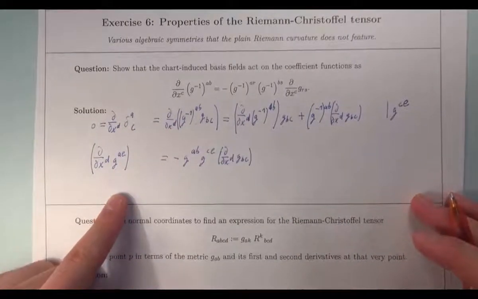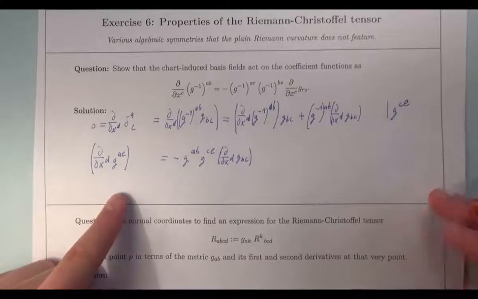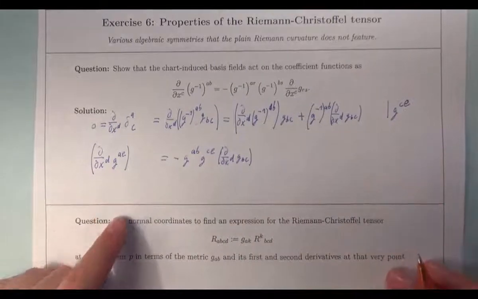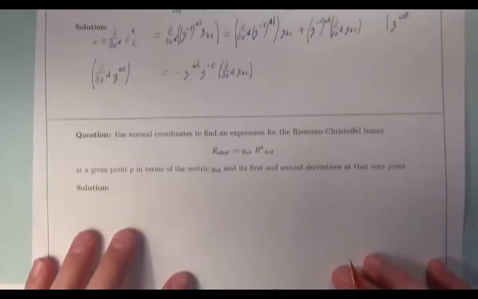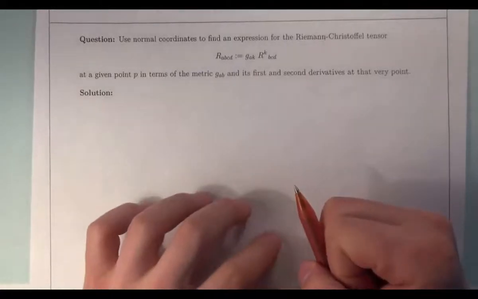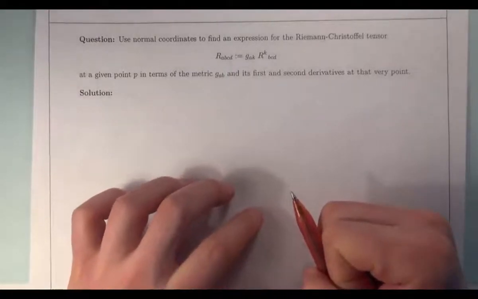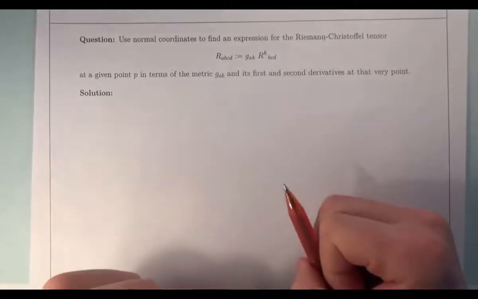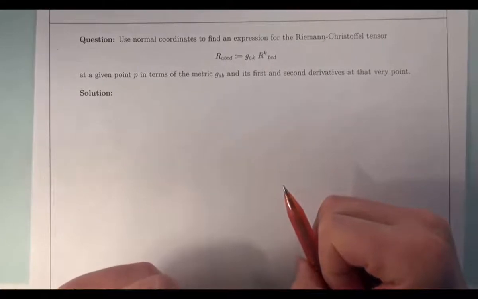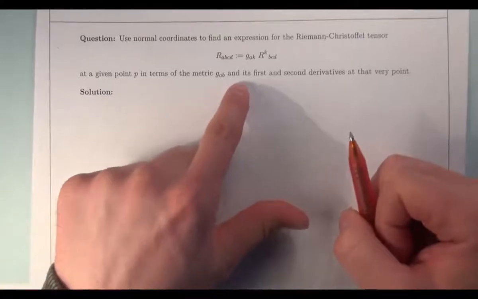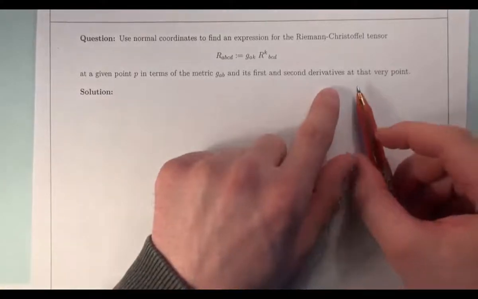Yes, and if we compare the indices, we see that these two guys are the same. The second question is: use normal coordinates to find an expression for the Riemann-Christoffel tensor, R_ABCD, which is defined by G_AK R^K_BCD, at a given point P in terms of the metric G_AB and its first and second derivatives at that very point.